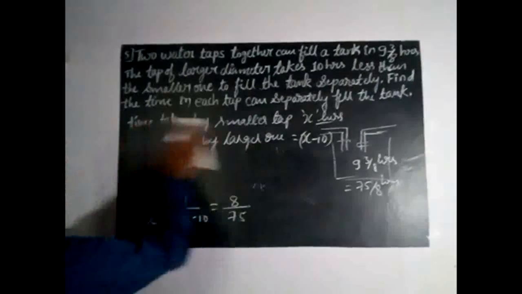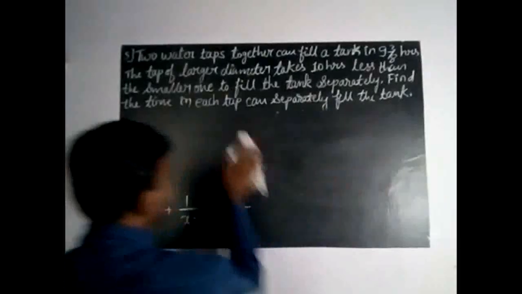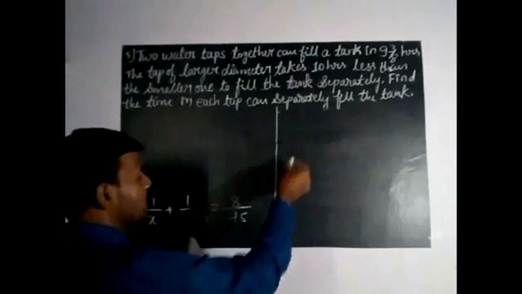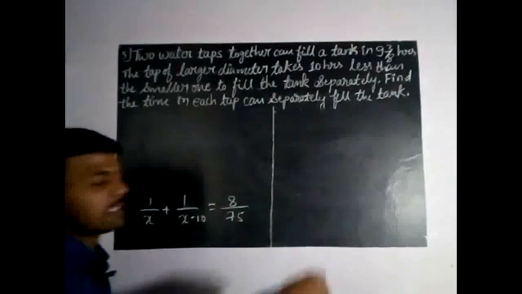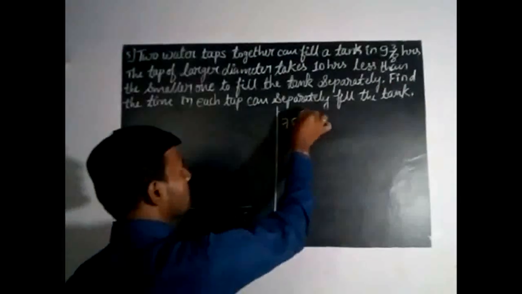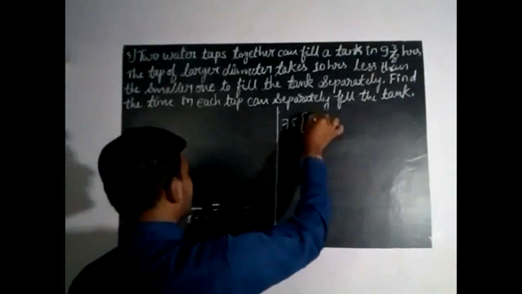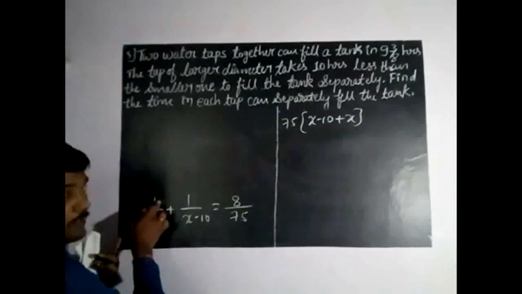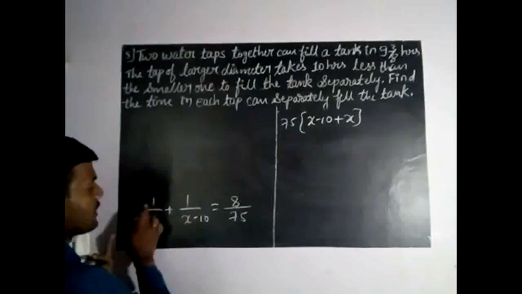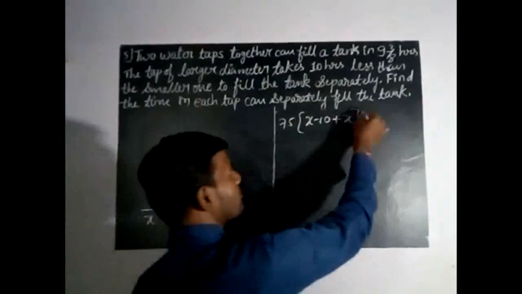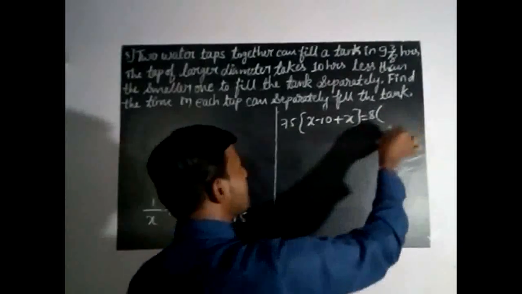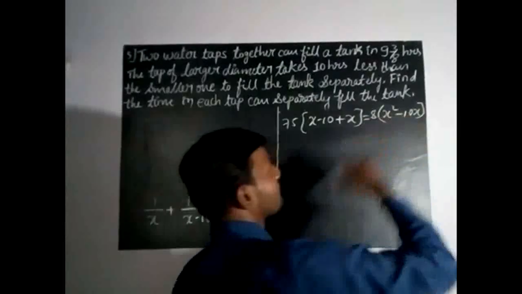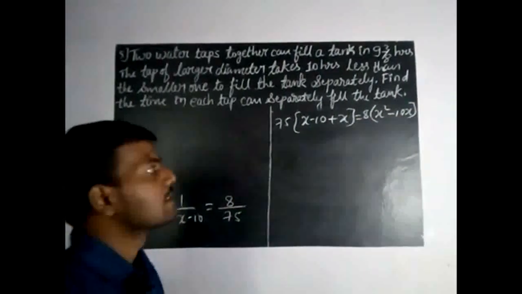What do we have? The equation becomes, what will be the LCM? x into x minus 10 will be the LCM. So 75 is multiplied to the right side, and it becomes x minus 10 plus x, because this term is multiplied by the 1 and this term is multiplied by the 1. So x minus 10 plus x is equal to 8 into the LCM, which is x square minus 10x.